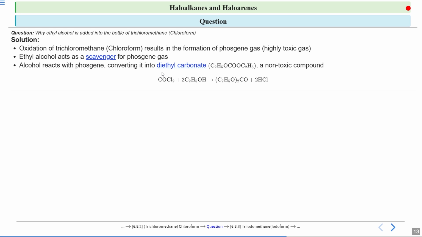So if you see this, we have COCl2, and this is phosgene. As soon as it forms, it reacts with the ethyl alcohol C2H5OH and directly converts to diethyl carbonate, that is (C2H5O)2CO, plus 2HCl as the side product. This is the same product that you get during the formation of phosgene gas also, right? So a highly toxic gas is converted to a non-toxic compound by the reaction of this gas with ethyl alcohol, and that's why we add ethyl alcohol into the bottle where we store chloroform.